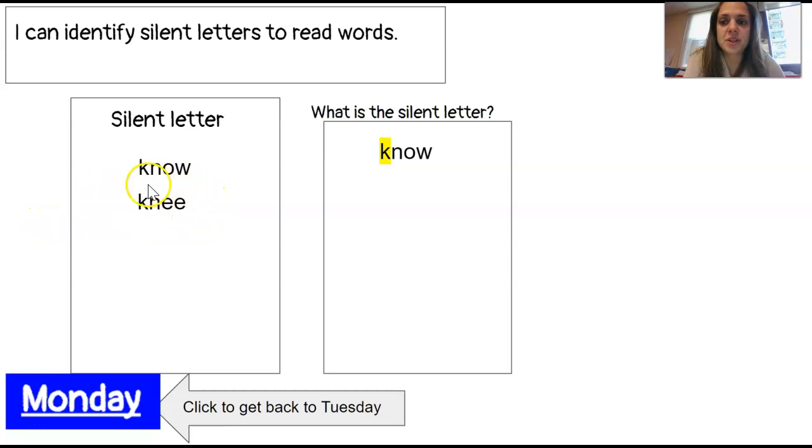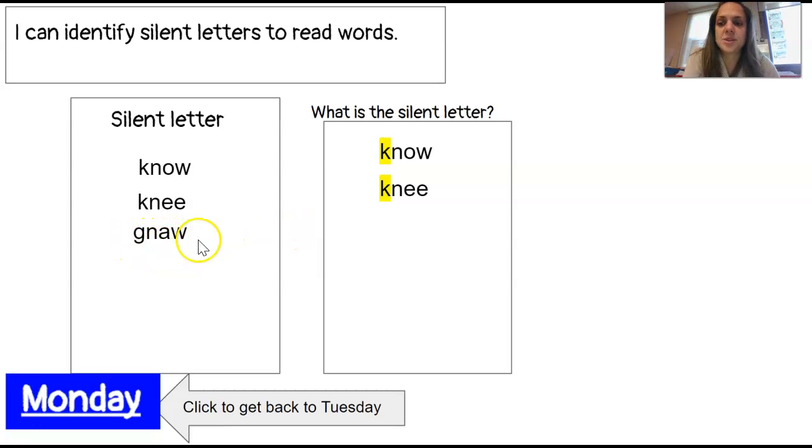Well, if this word follows the same pattern as our first word, I know our K is going to be silent. Knee. So what is our silent letter? The letter we don't hear? K. This word is read knee. Let's see if our next word has the same pattern.